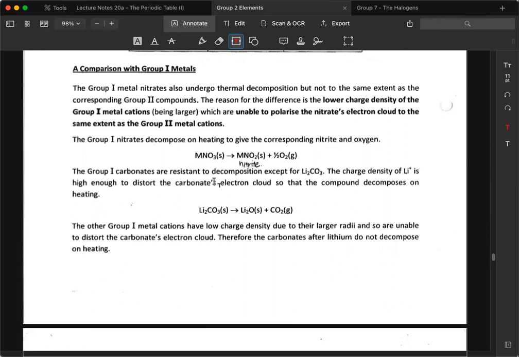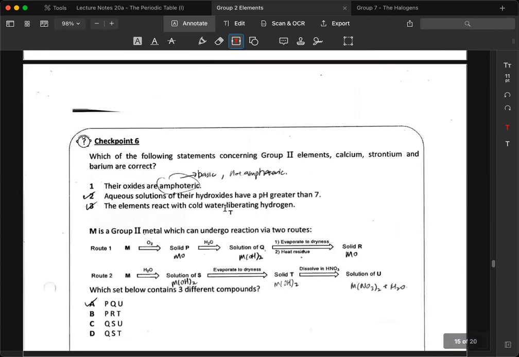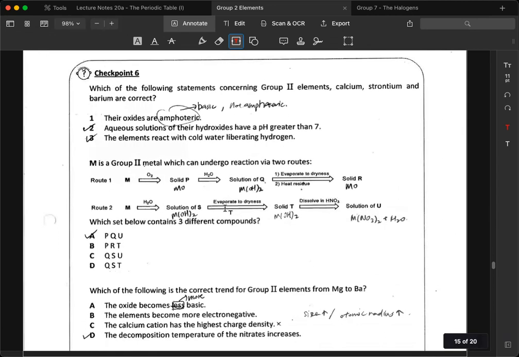Group 1 carbonates are resistant to decomposition, except for lithium carbonate, because the charge density is high enough, because of its small radius, to distort the carbonate electron cloud. So it can form lithium oxide and carbon dioxide. The other group 1 metal cations have low charge density because of the large radii and cannot distort the carbonate electron cloud. So the carbonates after lithium do not decompose upon heating.